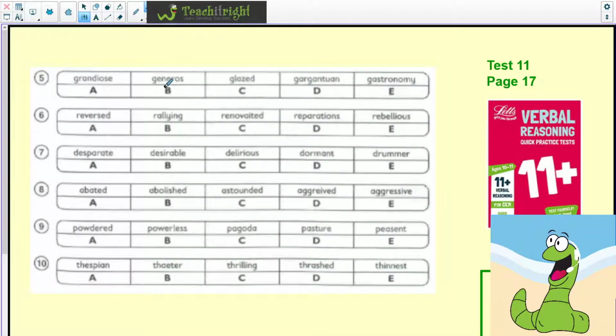Question 5, we've got B, and the word here is generous. So it has an OUS ending. 6, the wrong spelling is of renovated. If you've renovated your house, you've kind of improved your house, you've had it renovated. Maybe had a new kitchen or a new room decorated, so renovated.